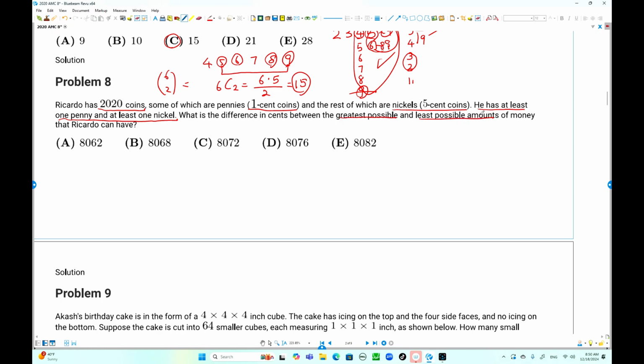What is the greatest possible? At least 1 penny, right? So 2018 is 5 cents each, plus 1. Okay, that is the greatest one. The least one is 2018 are all pennies, only 1 is a nickel. What's that difference? You can calculate this one, or you can subtract directly, it doesn't matter, okay?